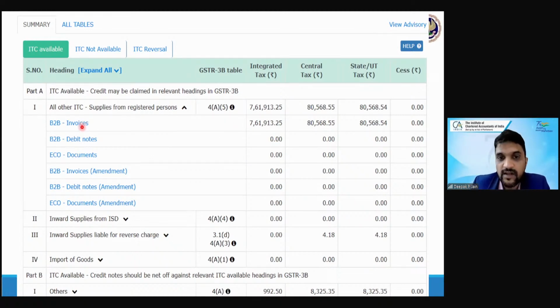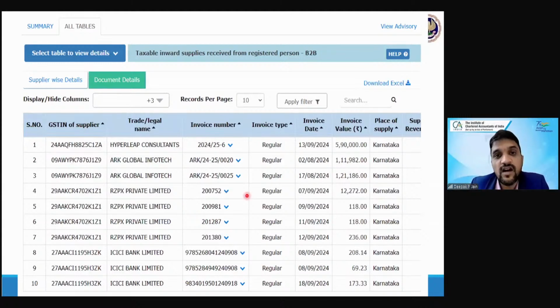Then I will go to B2B invoices and see that these are the suppliers who have supplied to me. So I have bought some goods from them or I have taken some services. So these are my suppliers. They have supplied to me. This is the invoice date and I'm getting the credit of this.